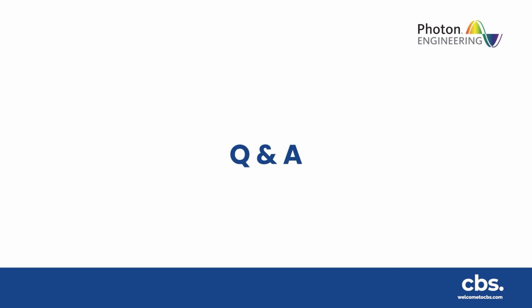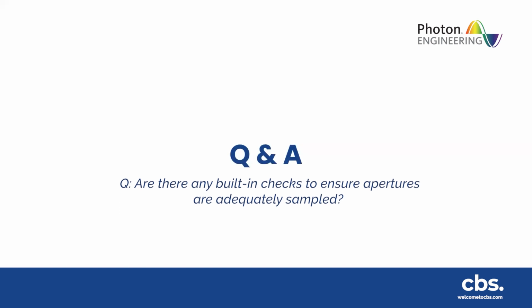A couple of questions have come up. Are there any built-in checks to ensure apertures are adequately sampled? No. That's something you do have to keep in mind if you're tracing through an aperture, to understand for yourself the quality of the beamlets passing through. They have to be adequately spatially sampled, and they have to be reasonably finite in size. Gaussian beamlets expand as they travel through the system. So if they reach your aperture and they're already expanded to the same size as the aperture, you're not going to get an accurate representation of that hard cutoff of the aperture.